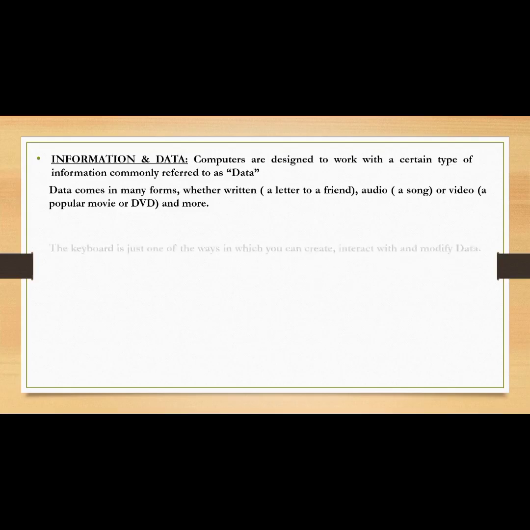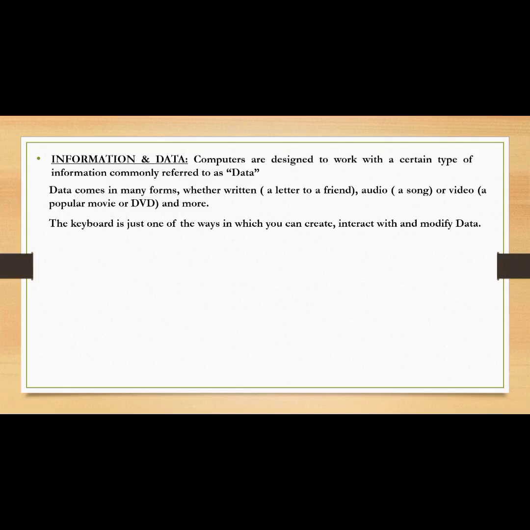Now, the keyboard is another way in which you can create, interact with, and modify data, because you're using it to transmit information to your CPU, and then from the CPU it is showing it to you on your monitor, which is your screen, and then you are seeing it, and at the end of the day you will send it out as information or data for your use. Do you get me? Okay, are you following?